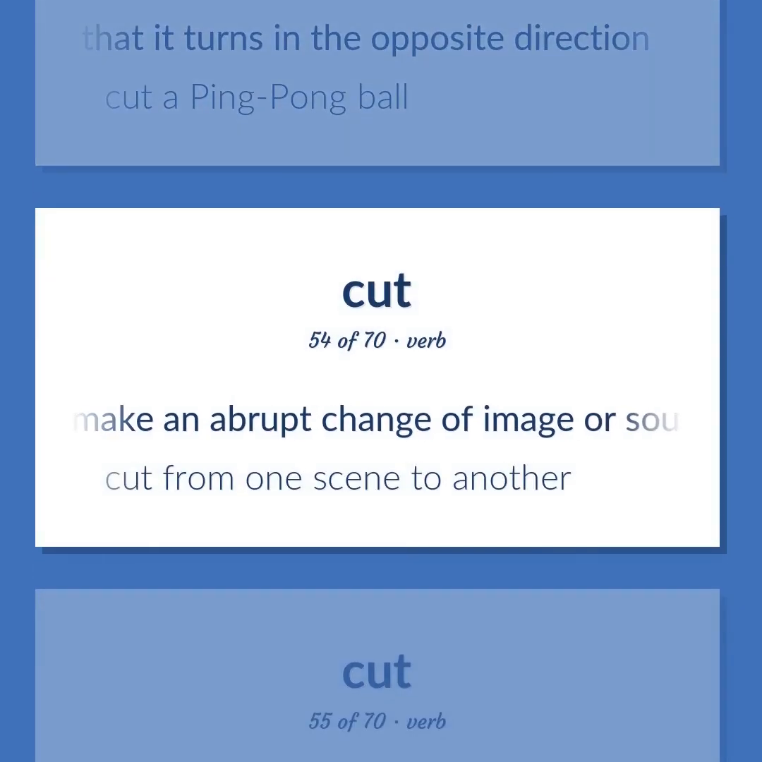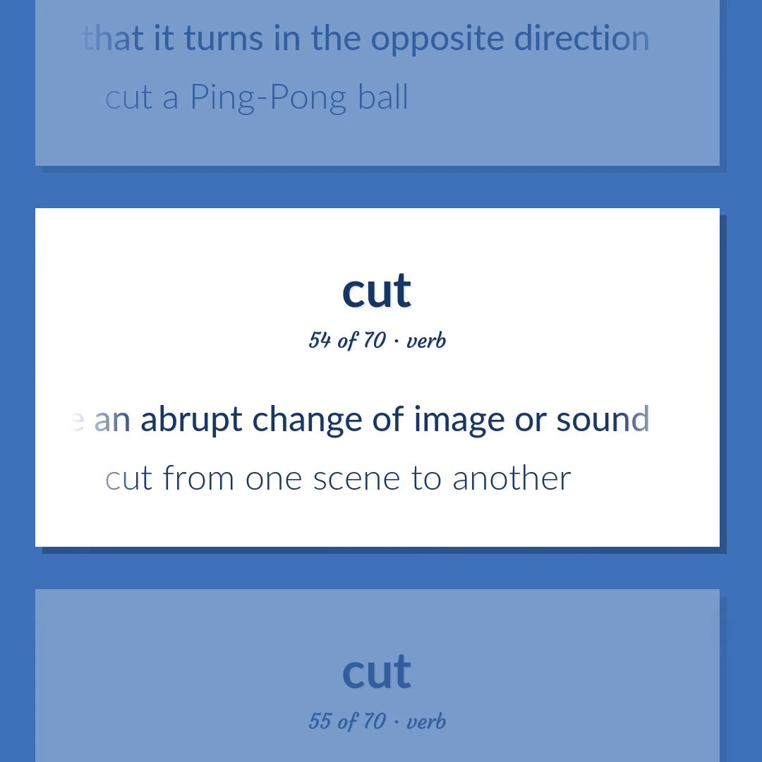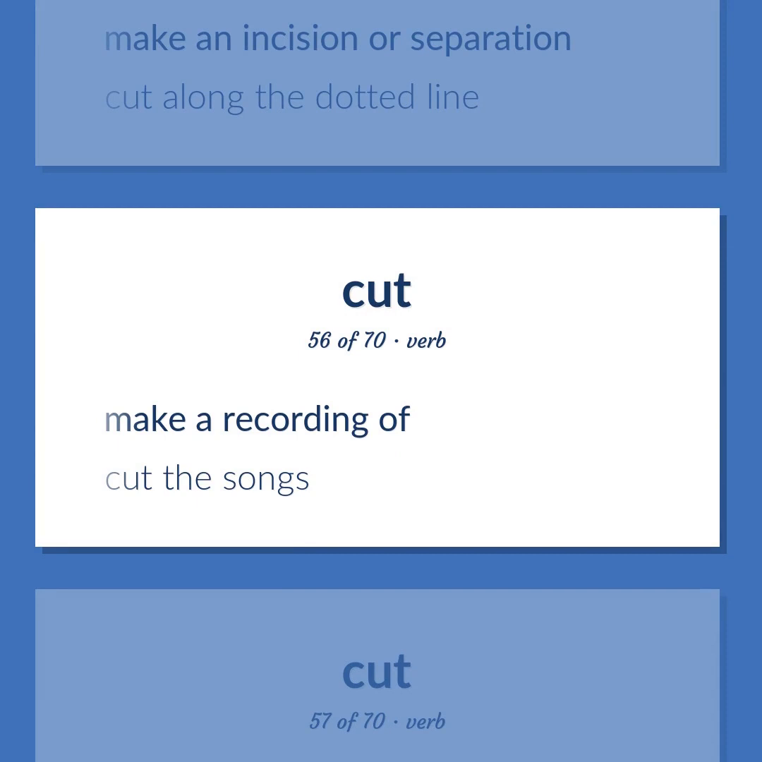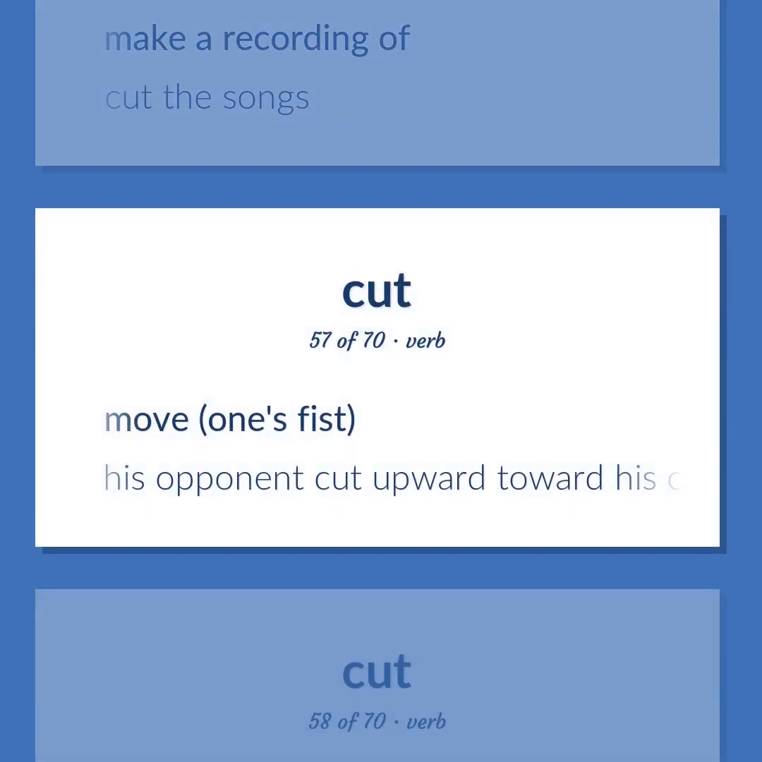Make an abrupt change of image or sound. Cut from one scene to another. Make an incision or separation. Cut along the dotted line. Make a recording of. Cut the songs. Move one's fist. His opponent cut upward toward his chin.